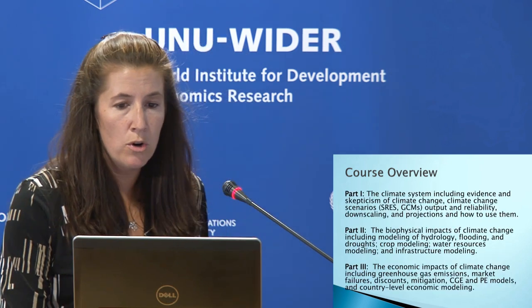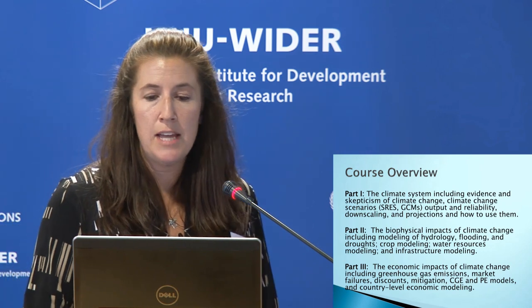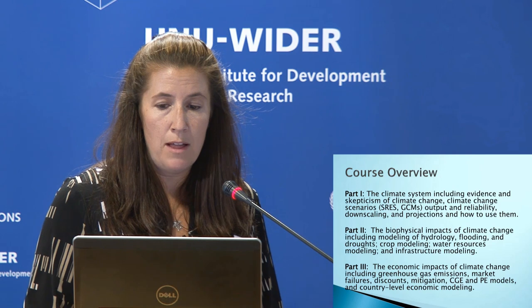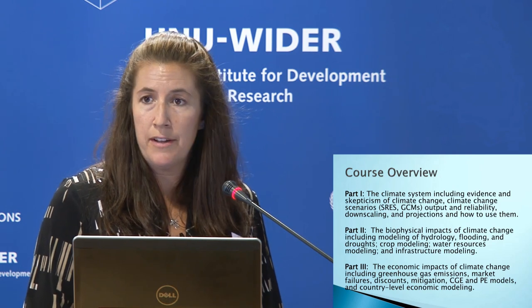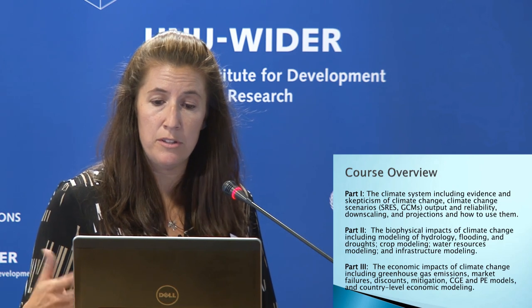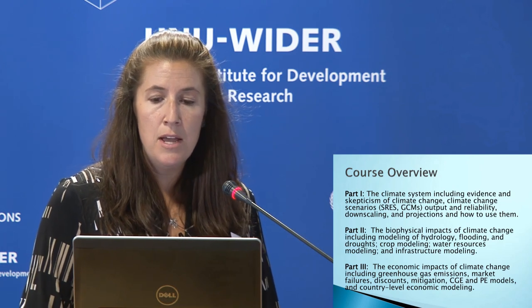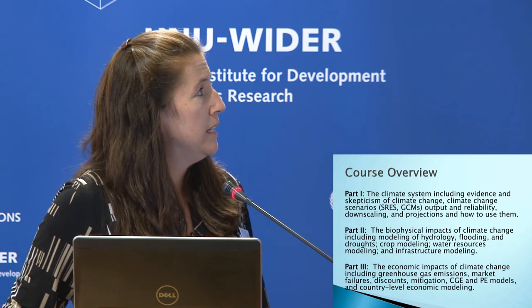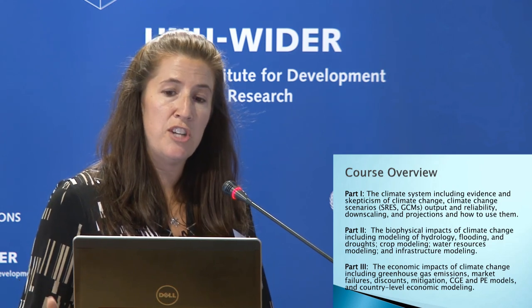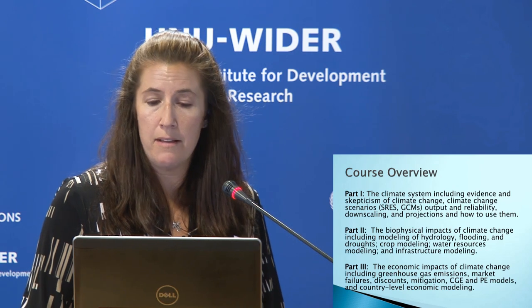The first part of the course, the first week of the course, looked at the climate system, which included the evidence and skepticism of climate change scenarios, both from the social and emission scenarios, as well as the global circulation models, their output, their reliability, the issue of downscaling, and what do we do with these projections? How can we use them in our analyses?